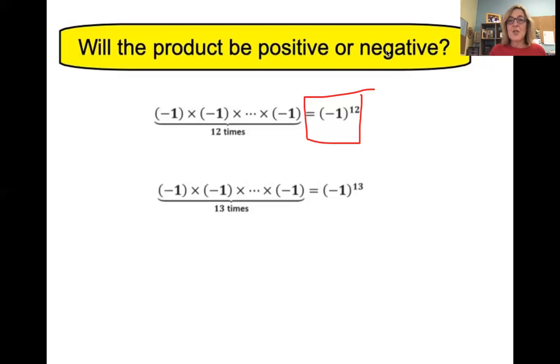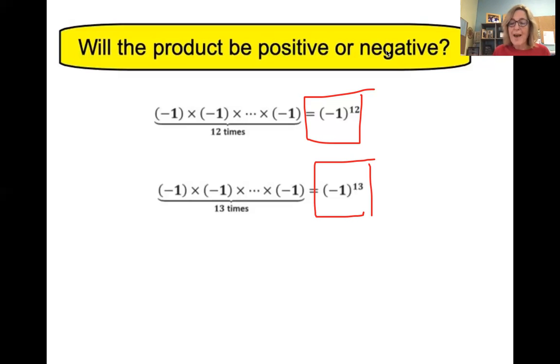Well, we also want to think about what if we did it 13 times? What if the exponent was 13? Now, one of these is going to be positive and one's going to be negative because if you remember, a positive times a positive is a positive. A negative times a negative is also a positive, but a negative times a positive is a negative. So which is it going to be?